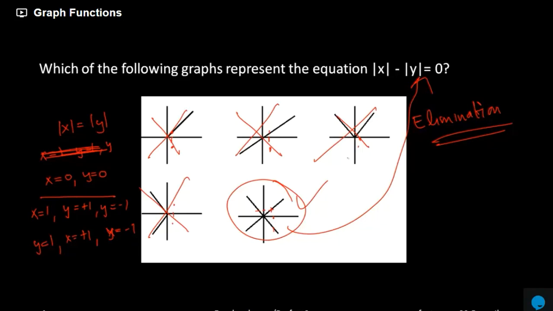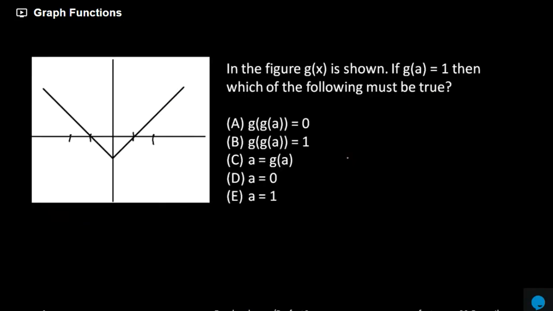Right, guys? So I suppose you've understood this one over here. Let's move on to the next one. The question says that in the figure, g(x) is shown, that means this is g of x. It says that g of a is 1, then which of the following must be true?